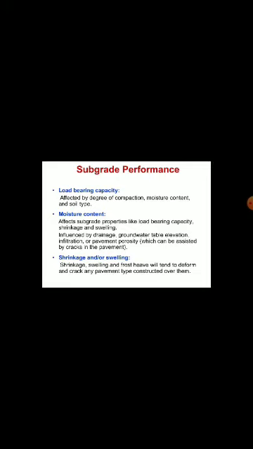It can cause cracks in the pavement. So next is the shrinkage or the swelling. So shrinkage, swelling, and frost heave will tend to deform and crack any pavement type of construction over them.